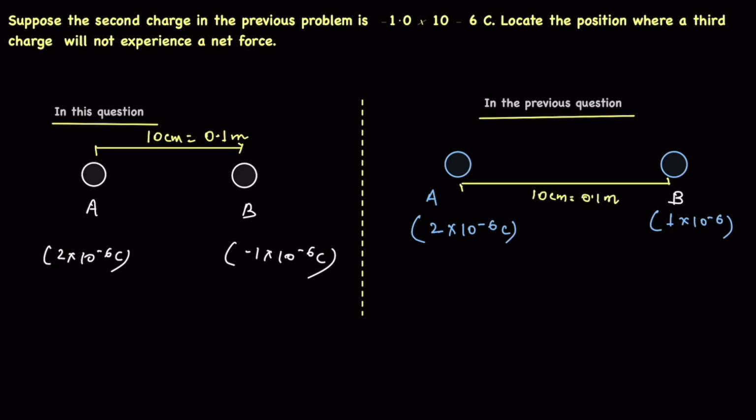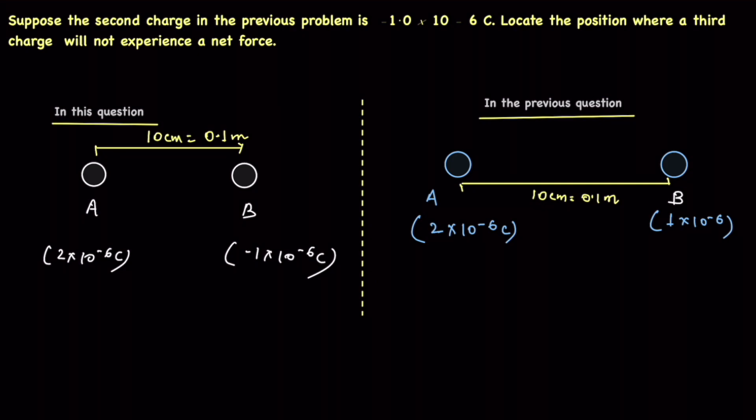So in the previous question, we had two charged bodies A and B. The magnitude of A was 2 into 10 to the power minus 6 coulomb and B was 1 into 10 to the power minus 6 coulomb, and the distance between A and B is 0.1 meter. In this question, the charge of A is 2 into 10 to the power minus 6, same as the previous question, but the charge of B will change. Now it will become minus 1 into 10 to the power minus 6. And the distance between A and B is 0.1 meter, which is similar to the previous question.